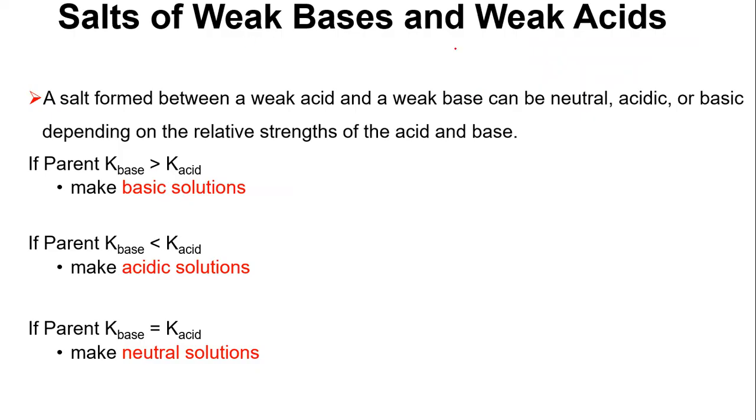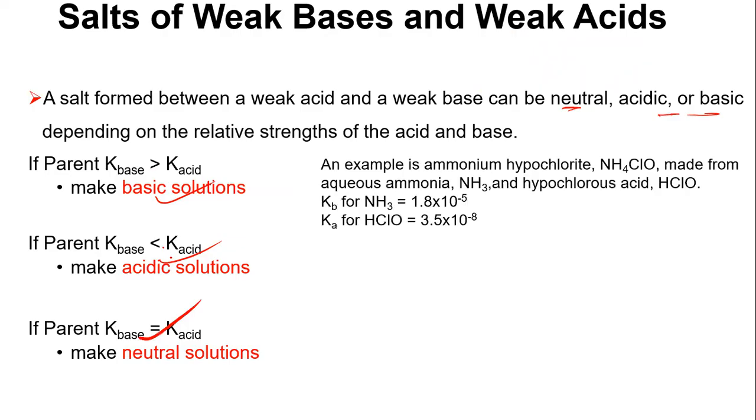Last instance is when we have weak acid against weak base. Now, for weak acid against weak base, the solution can actually be neutral, acidic, or basic, depending on the Ka and the Kb of the acid and bases we are talking about. Should it happen that the Kb is greater than the Ka, then the solution is basic. If the Kb is less than the Ka, the solution is acidic. Then if the Kb of the base is equal to the Ka of the acid, the solution is neutral. Very simple.